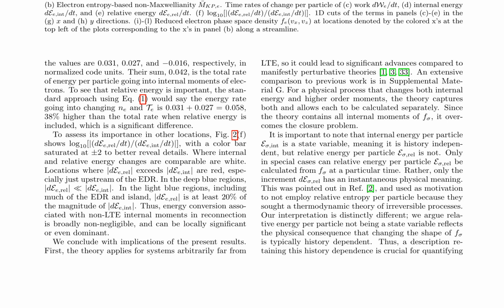The standard approach would overestimate the energy rate going into changing Ne and Te by 38% if relative energy is neglected. Figure 2F reveals that relative energy is important in various locations, particularly just upstream of the electron diffusion region, EDR. In some regions, relative energy changes exceed internal energy changes, while in others, they are comparable or negligible.